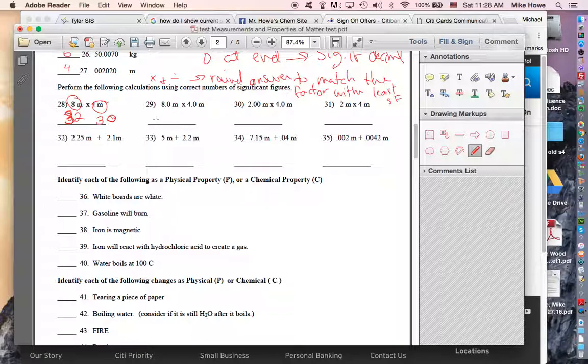Now 8 times 4 again is 32. But this time you've got 2 sig figs and 2 sig figs, so the answer can really be 32. And all of the units on these are square meters, just FYI.